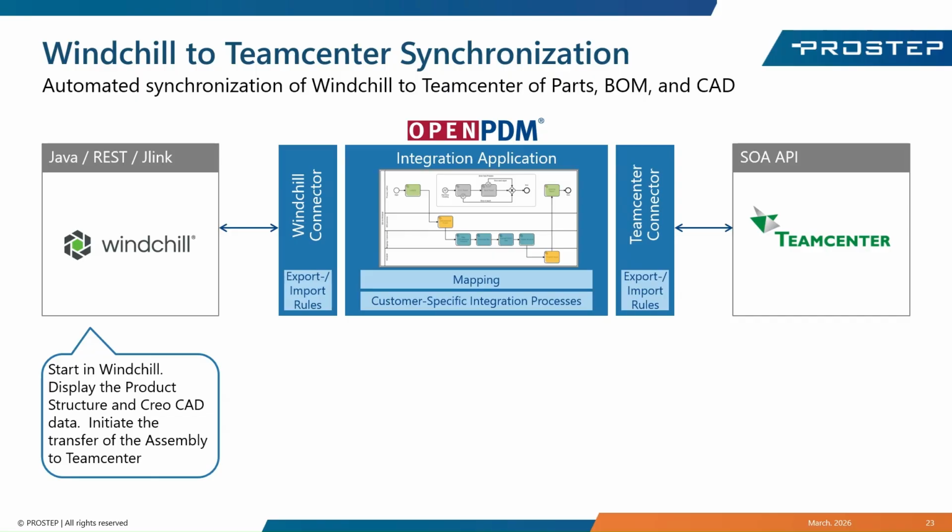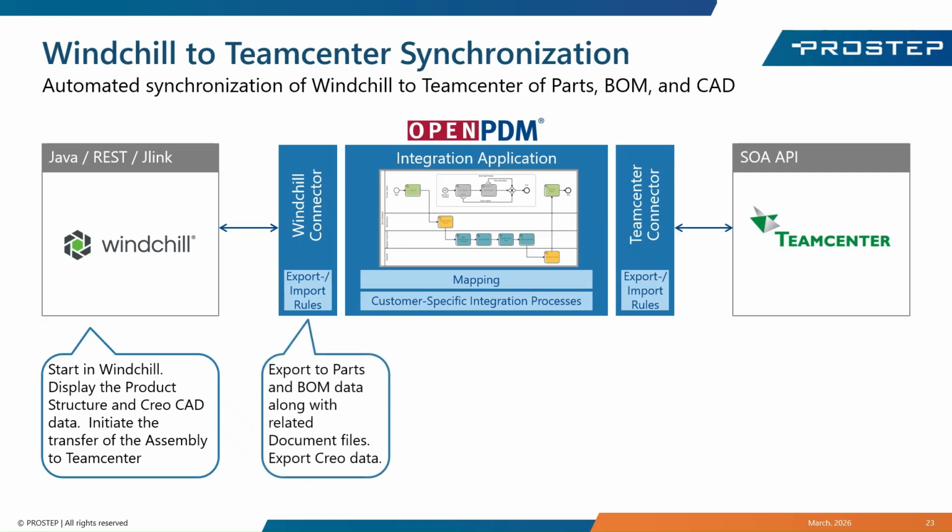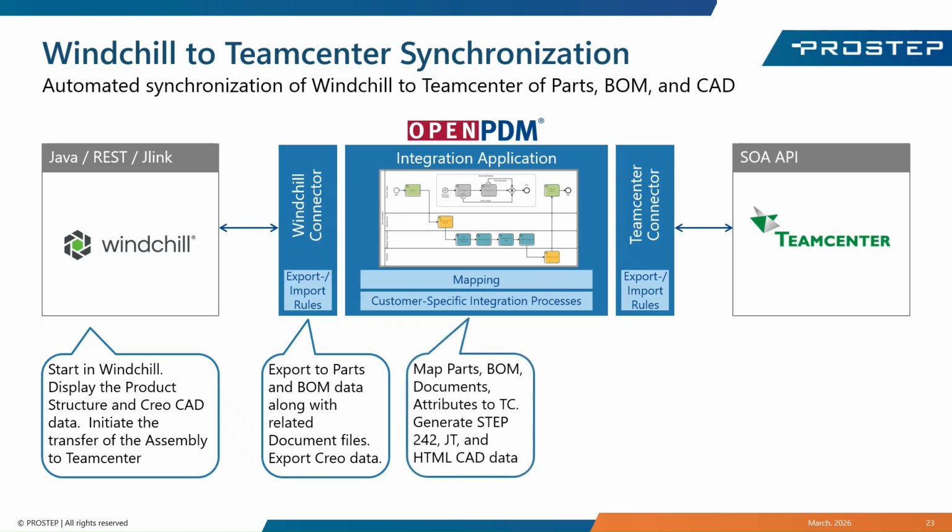So we've got a product in Windchill. We're going to open that product up. We'll show the Creo CAD data. And we're also going to initiate the transfer there with an action menu. Our Windchill connectors are going to export the parts and the BOM data with files and documents that are associated. And then our Creo controller will export the Creo data.